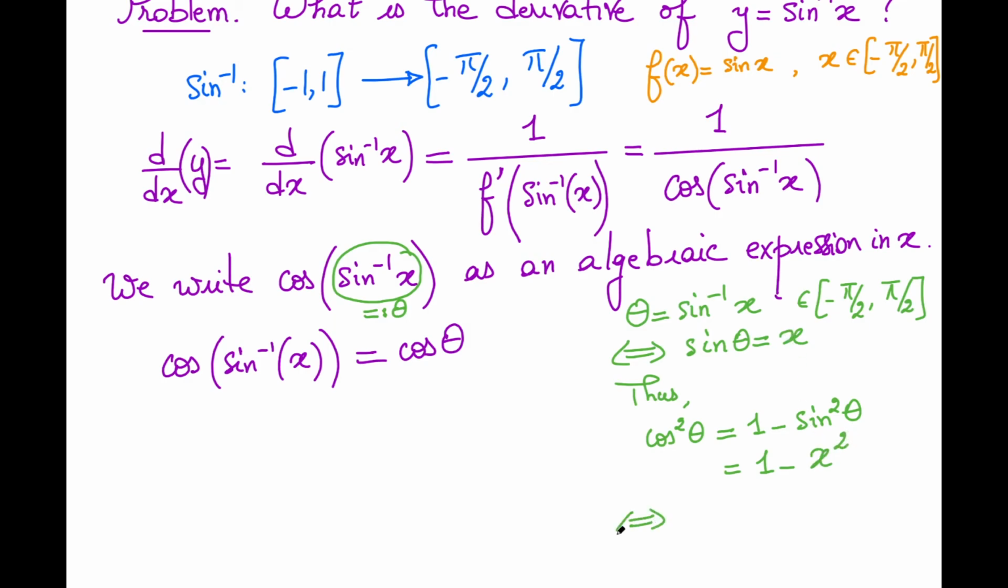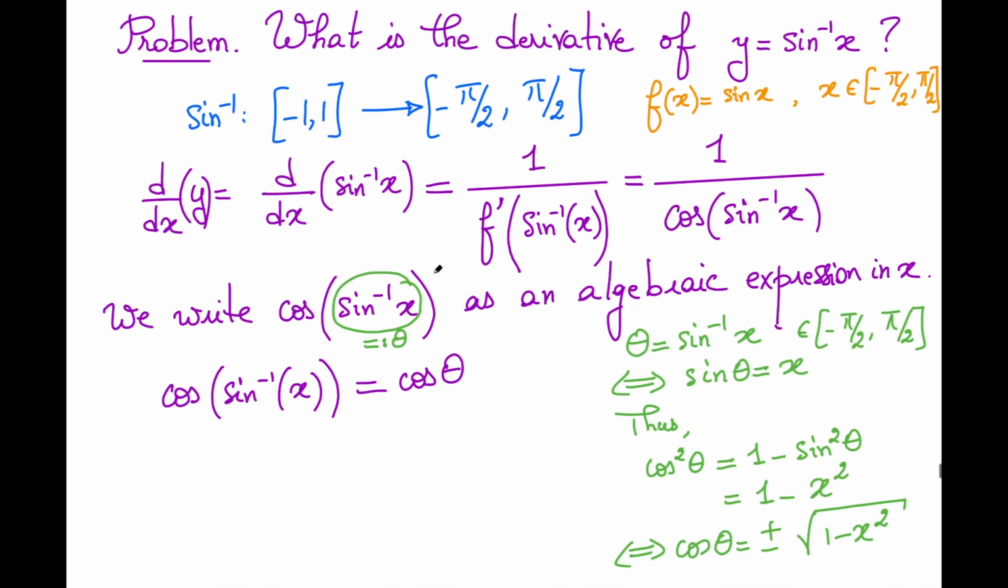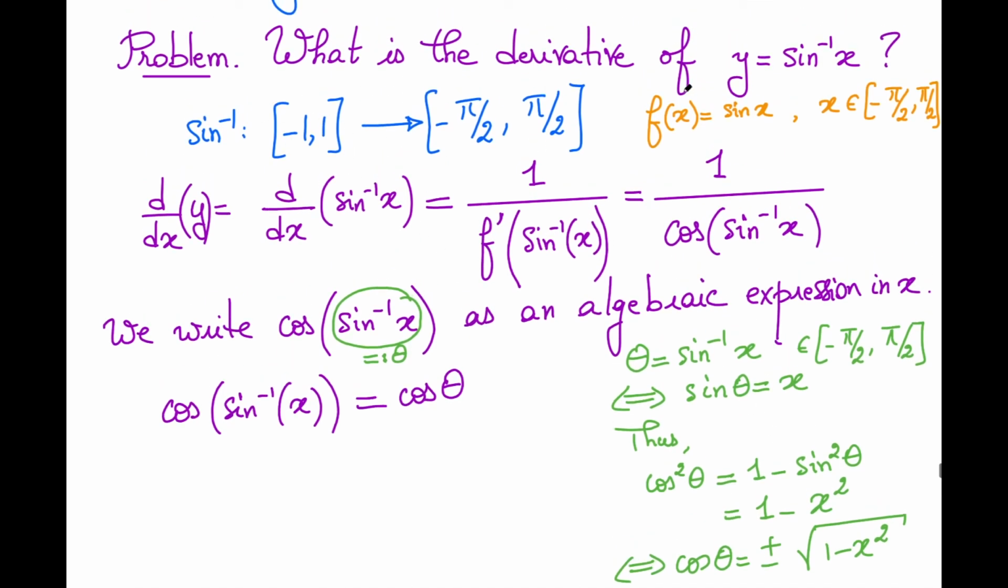And this means cosine theta is plus or minus the square root of 1 minus x squared. Agree with me? Here x is certainly between minus 1 and 1, because sine inverse is acting on that. So this is a meaningful thing. Now the question is, is it plus or minus? Well, it depends where theta lives. Where does theta live? It lives between minus pi over 2 and pi over 2. And between minus pi over 2 and pi over 2, what do you know about cosine?